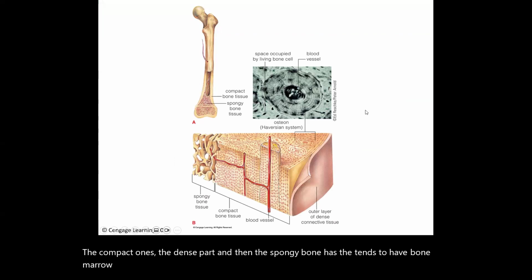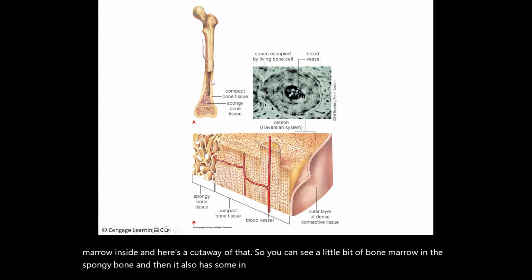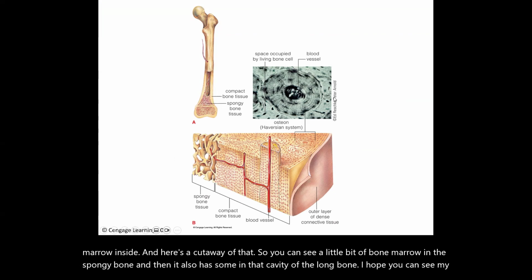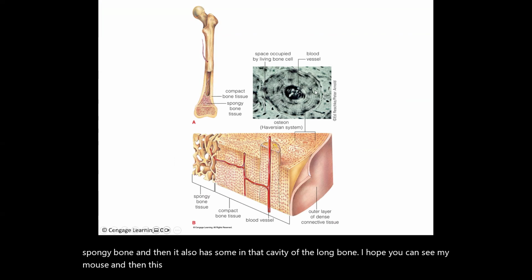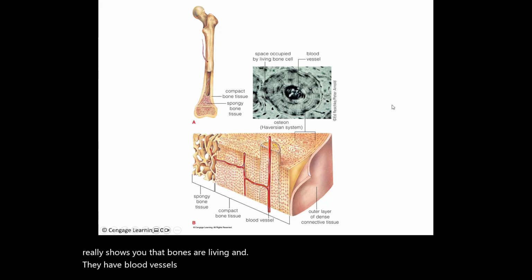And here's a cutaway of that. So you can see a little bit of bone marrow in the spongy bone, and then it also has some in that cavity of the long bone. I hope you can see my mouse. And then this top picture shows some bone cells with blood vessels feeding it. So this really shows you that bones are living, and they have blood vessels and nerve endings, and that's why you feel it when you break a bone.